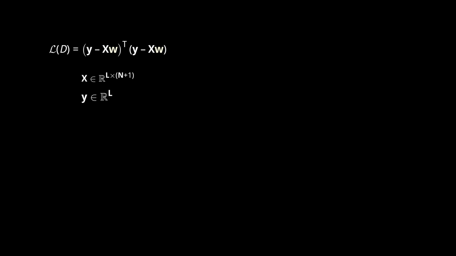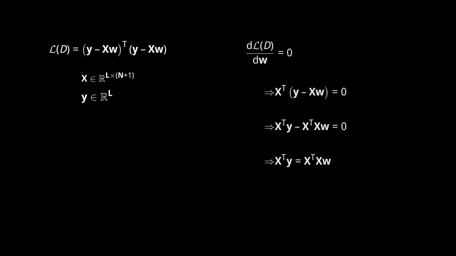Note that the loss function is a quadratic function of the parameters w. Therefore, its minimum always exists, but it may not be unique. Being a quadratic function, we find the minimizer by differentiating with respect to the parameters of the model w. Setting the derivative to 0, the resulting normal equation can be given as this equation.